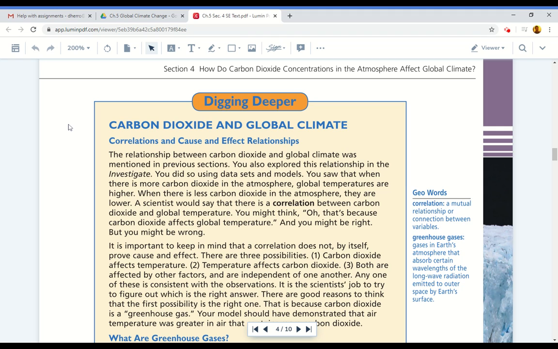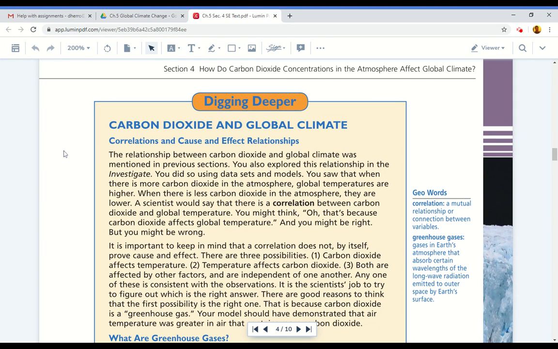Section 4. How do carbon dioxide concentrations in the atmosphere affect global climate? Digging deeper. Carbon dioxide and global climate. Correlations and cause and effect relationships.